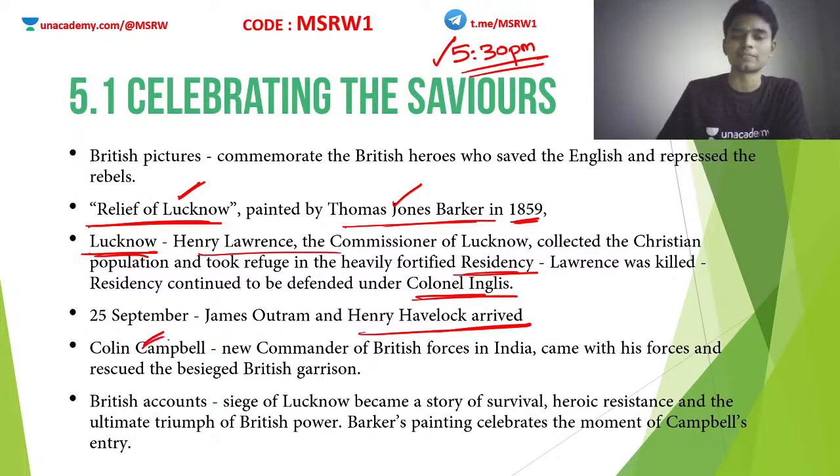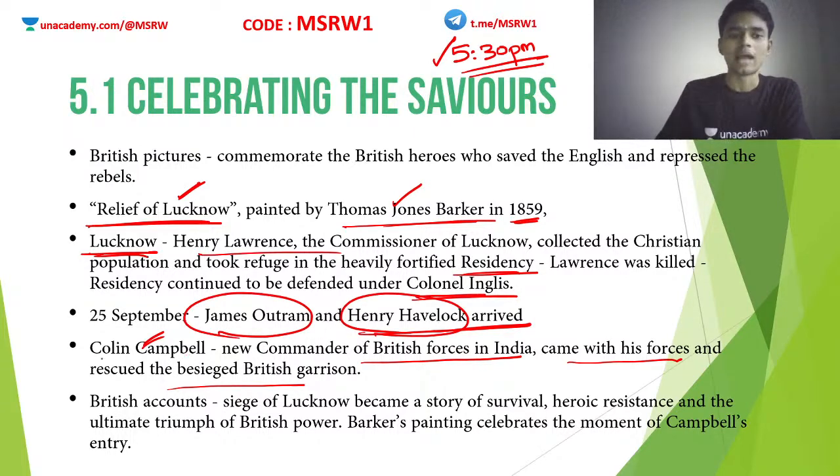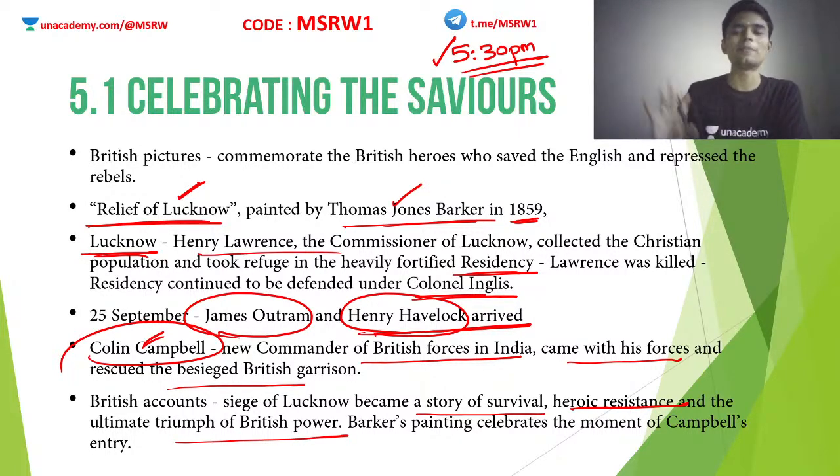Colin Campbell, another very famous British general, was the new commander of British forces in India, and he came with his forces and rescued the besieged British garrison. So basically these three are the heroes here: James Outram, Henry Havelock and Colin Campbell. Thomas Jones Barker painted all of them. In the British accounts, the siege of Lucknow became a story of survival, heroic resistance and ultimate triumph of British power. This is obvious. These three people are now British heroes. They saved other Europeans, so they are painted as heroes in the British journals.